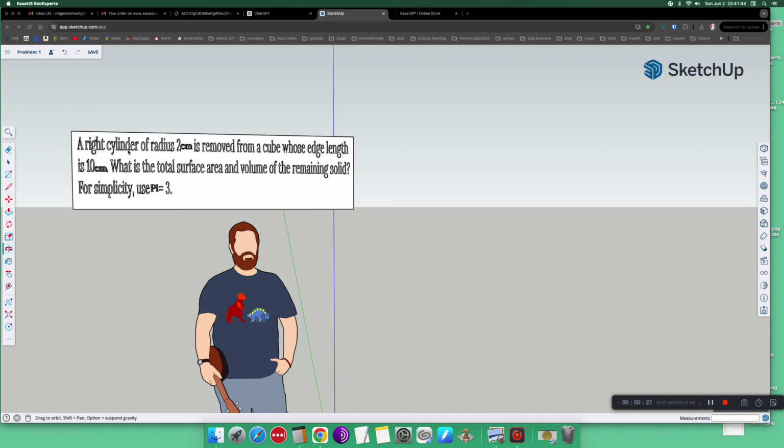We have a right cylinder of a radius 2 centimeters that is going to be removed from a cube whose edge lengths are 10 centimeters. What is the total surface area and the volume of the remaining solid? Meaning that once we remove the cylinder, how much surface area is left and what is the volume?